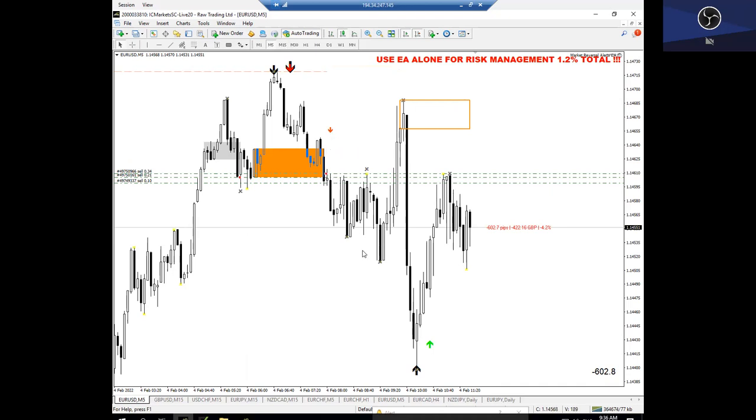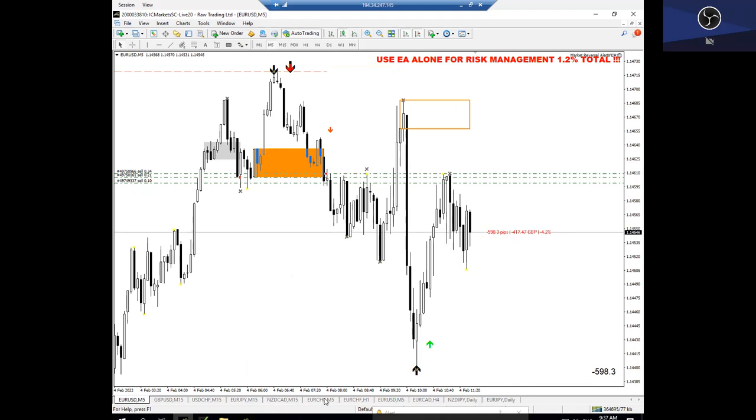So when I woke up, I was like, whoa, how many lot sizes do I have on this? That's disturbing, but what can I do? I just have to wait it out. So it has taken that entry and this entry. You can now see the arrows on there.